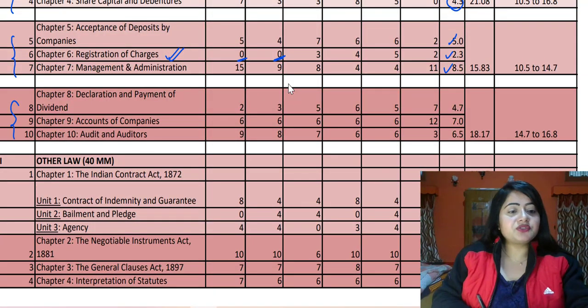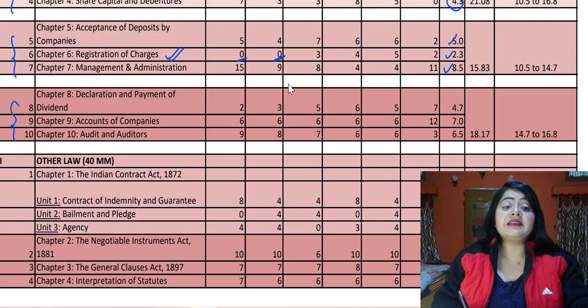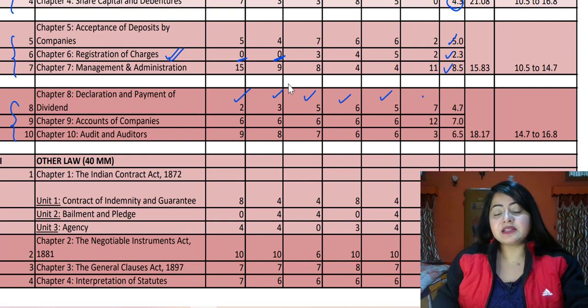Let's talk about the next 3 chapters, that is chapters 8, 9, 10, relating to dividend, accounts of the company, and audit. Again, these chapters have also been coming in every single attempt in the last 6 attempts. The average weightage is 4 marks, 7 marks, and 6.5 marks.